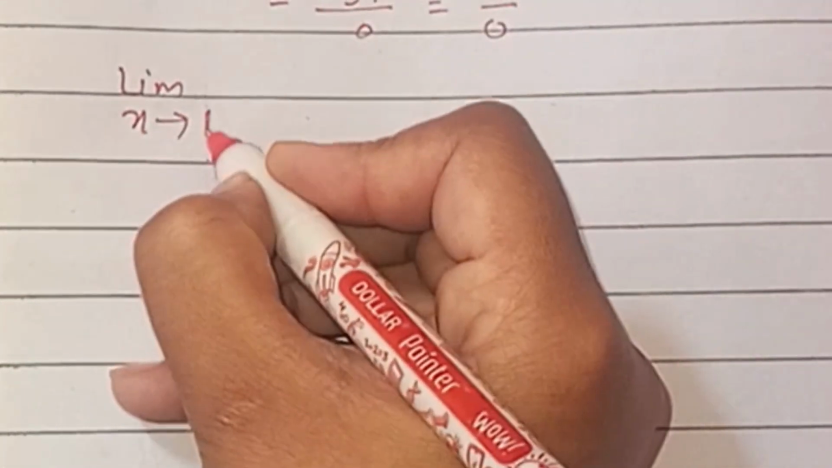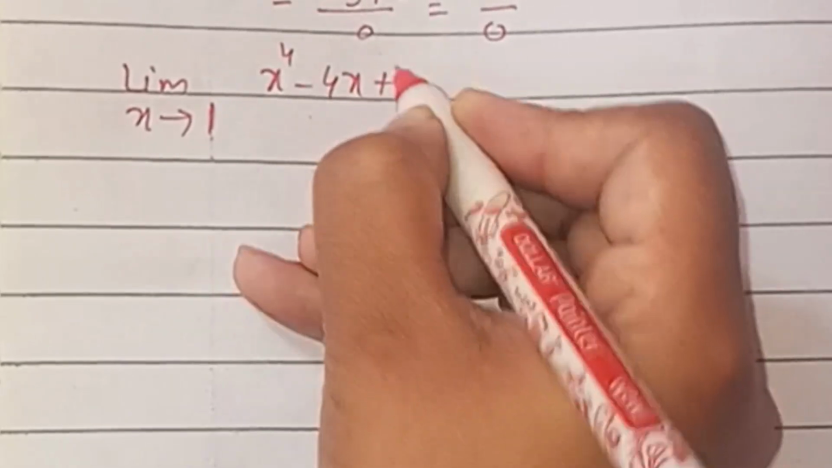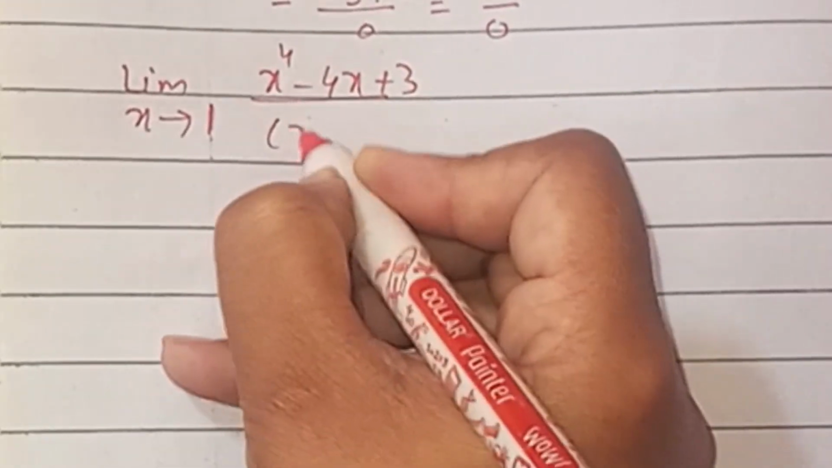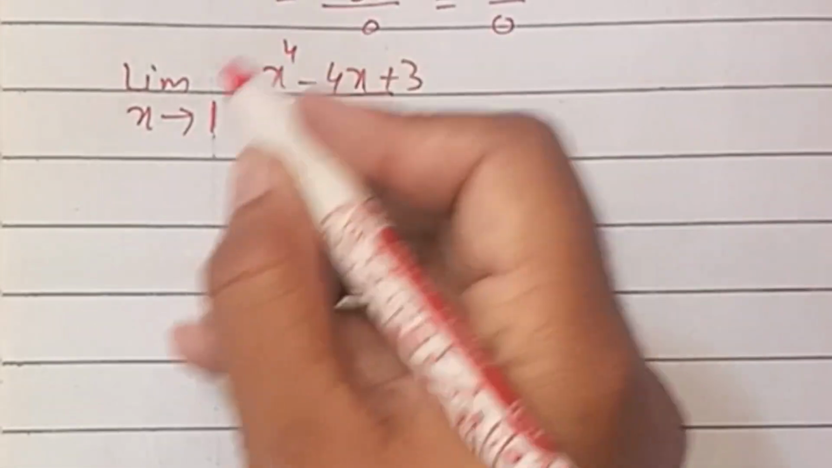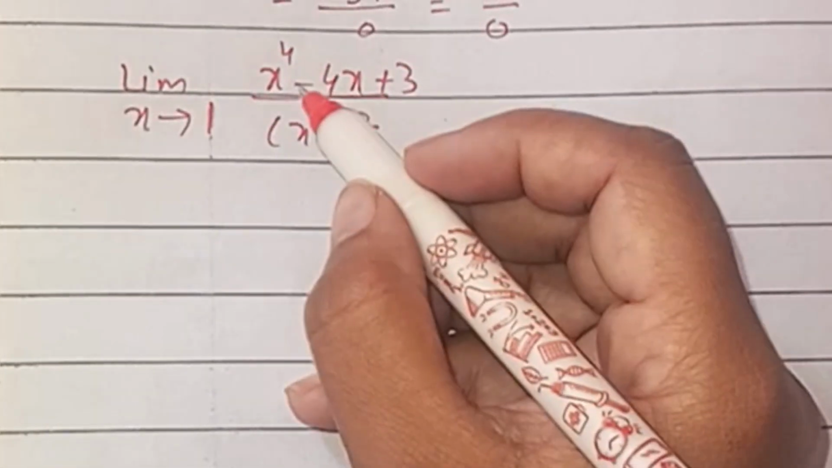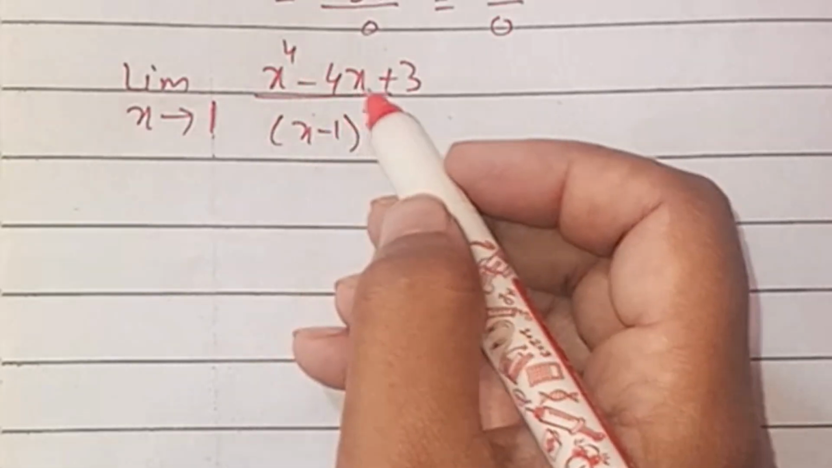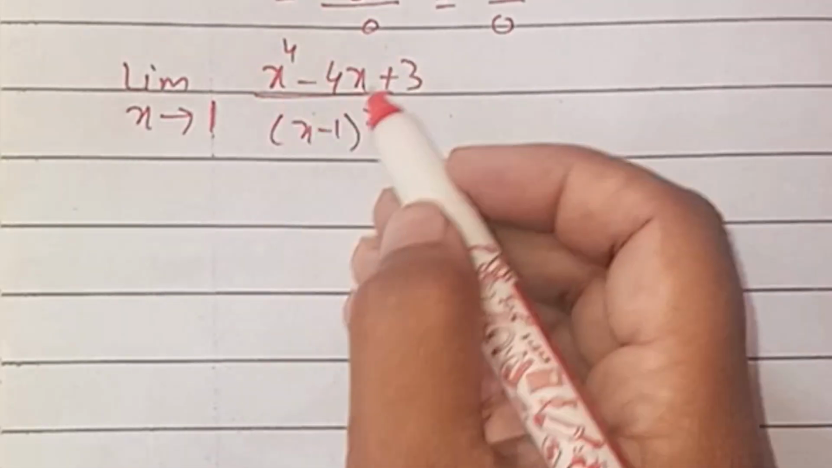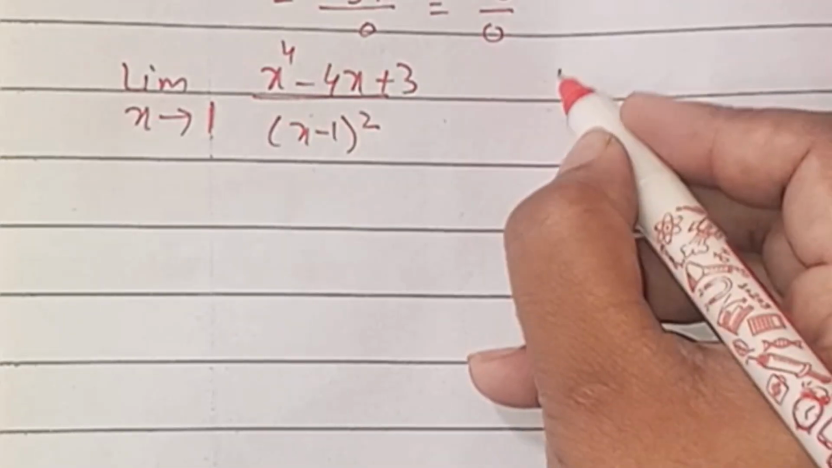We have x raised to the power 4 minus 4 times x plus 3 over x minus 1 whole square. So look at this numerator. We have x raised to the power 4 minus 4x plus 3. We find the factor of this equation. For this we use synthetic division.